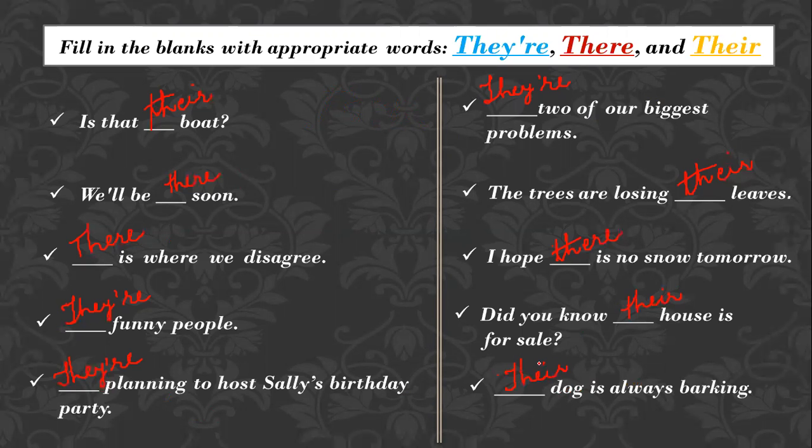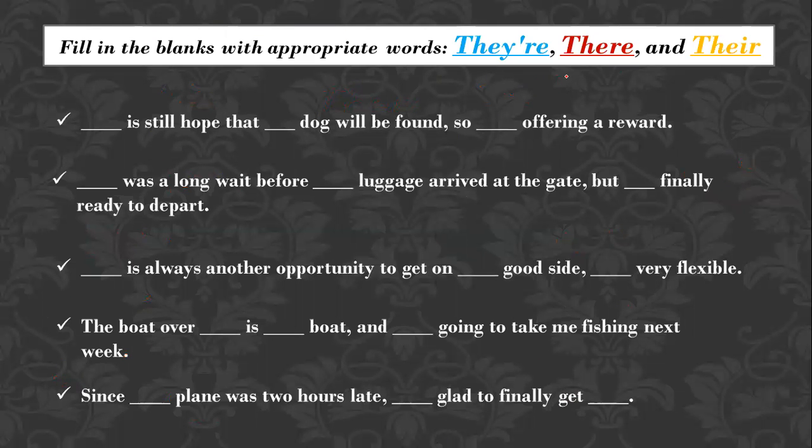Now to understand it more clearly, all three of them are used in a single sentence so that the confusion completely gets eliminated. So here: There is still hope that their dog will be found. They're offering a reward. So there is still hope. So there, an introducing subject, right? There is still hope that their dog. So here it's a possessive adjective. So they're offering a reward.